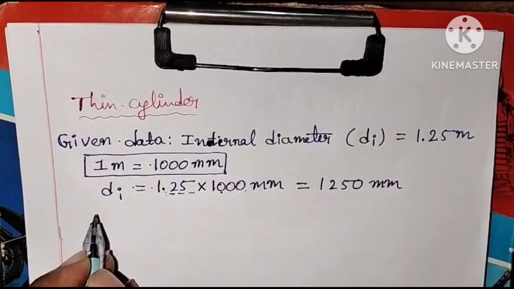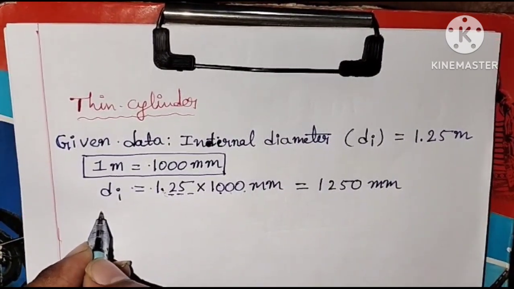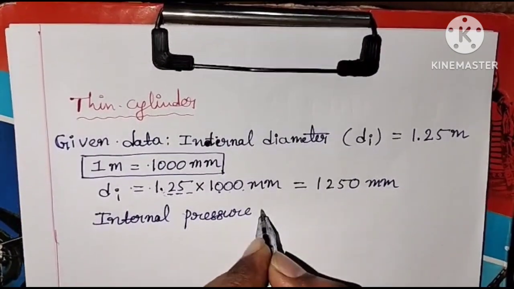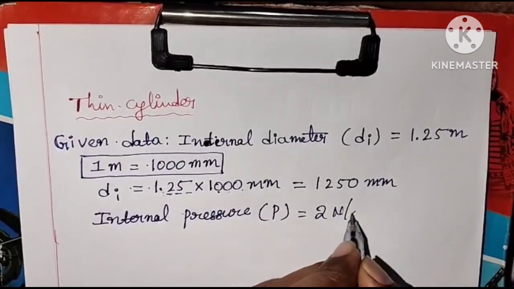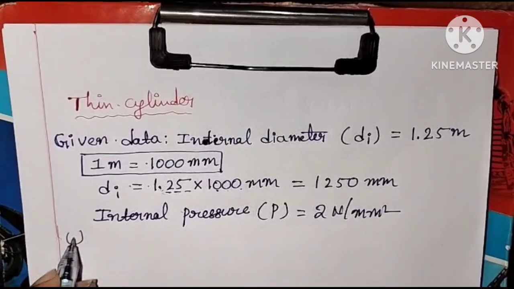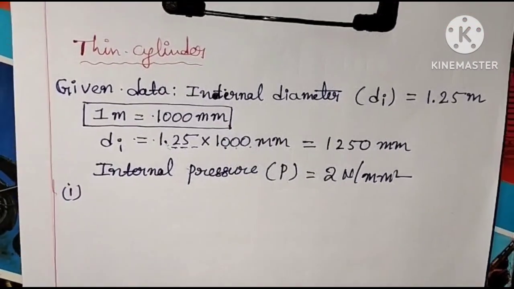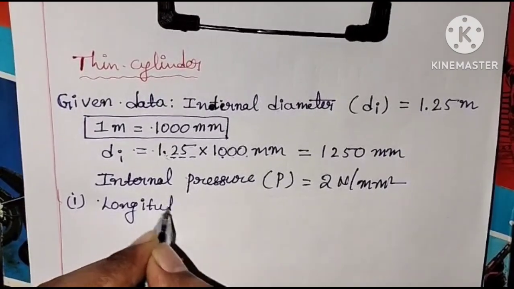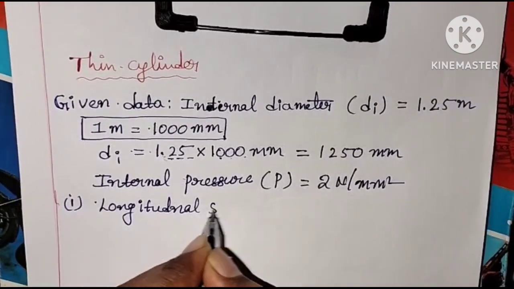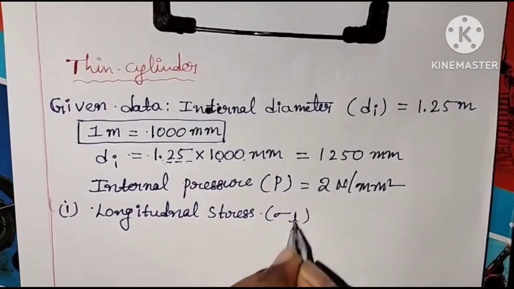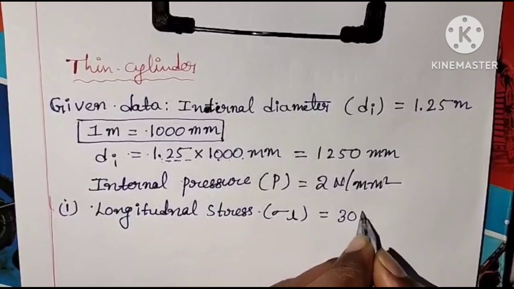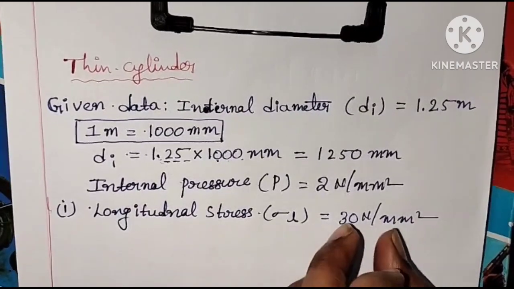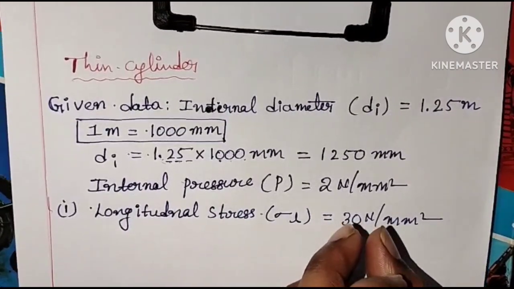Now next, the given internal fluid pressure P is equal to 2 Newton per mm square. Now question number 1. Here we have to find the thickness of the cylinder, and the first condition is the longitudinal stress sigma L is equal to 30 Newton per mm square. Now we have to find the thickness of the cylinder if the longitudinal stress is 30 Newton per mm square.